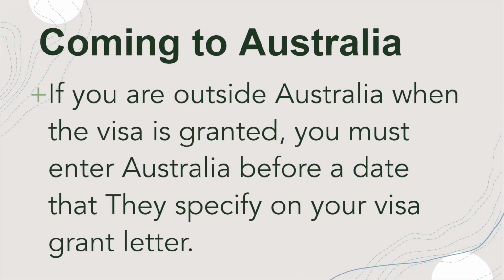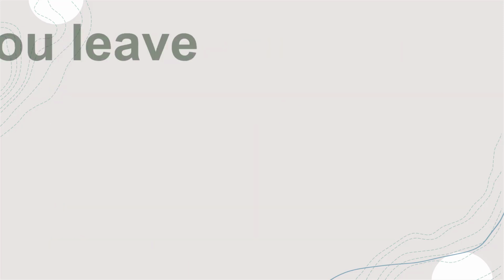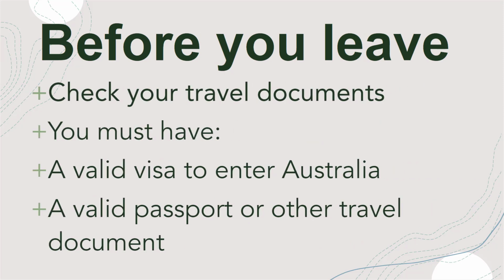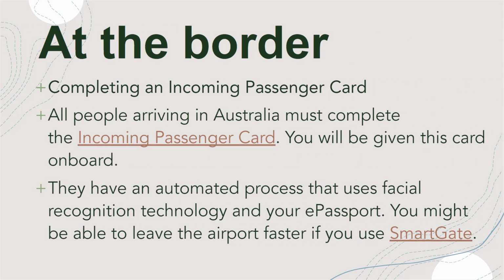Coming to Australia. If you are outside Australia when the visa is granted, you must enter Australia before a date that they specify on your visa grant letter. Before you leave, check your travel documents. You must have a valid visa to enter Australia and a valid passport or other travel document. At the Australian border, complete an incoming passenger card. All people arriving in Australia must complete the incoming passenger card. You will be given this card on board. If you want to leave the airport faster, they have an automated process that uses facial recognition technology and your e-passport. You might be able to leave the airport faster if you use SmartGate.